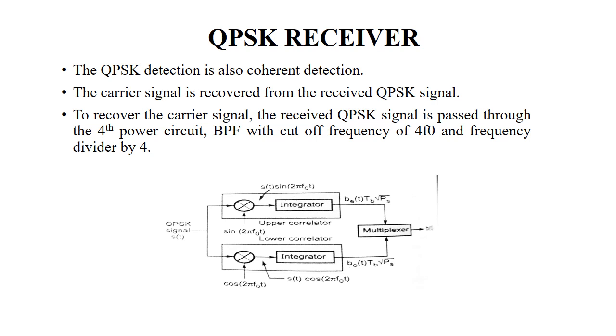That output is given to the sampling and multiplexing of odd and even bit sequences. At the end of this period, the output of the integrator is sampled. The outputs of the two integrators are sampled at an offset of 1 bit period TB. The output of the multiplexer is the signal B of t. So the odd and even sequences are combined by the multiplexer.